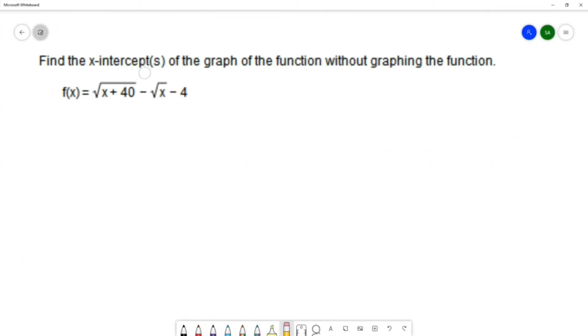Find the x-intercepts of the graph of the function without graphing the function. Our function is f of x equals square root of x plus 40 minus square root of x minus 4. So we're looking for the x-intercepts, and you find an x-intercept by letting y equal 0. Our equation is written in function notation, so we're going to set f of x equal to 0, because that is y.